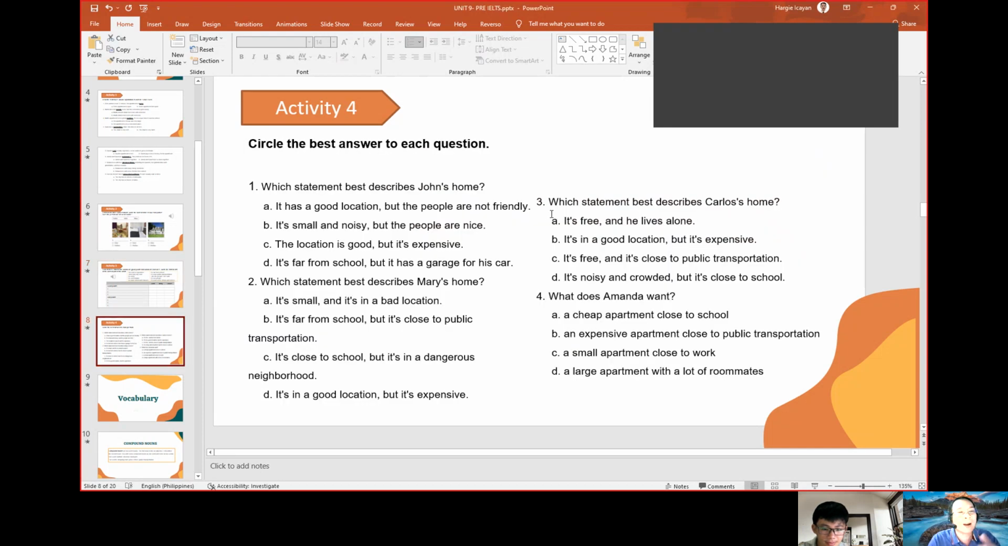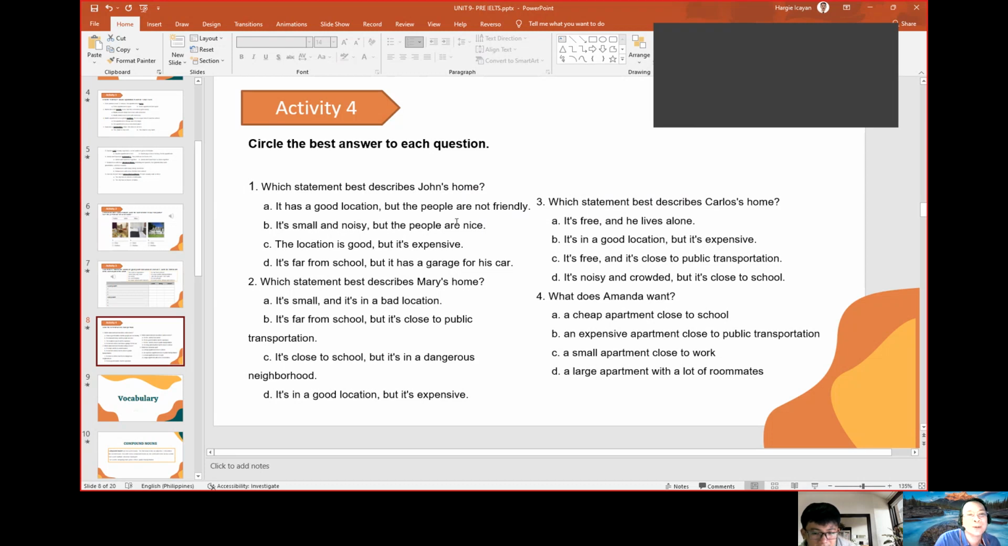Now, let's try to encircle the best answer to each question. Can you read question number one first, Koi? Which statement best describes John's home? I think it's small and noisy, but the people are nice. Yes, okay. So although it is small and noisy in that particular dormitory that he is living in, of course the people are also nice. So there are bad points in it, right?